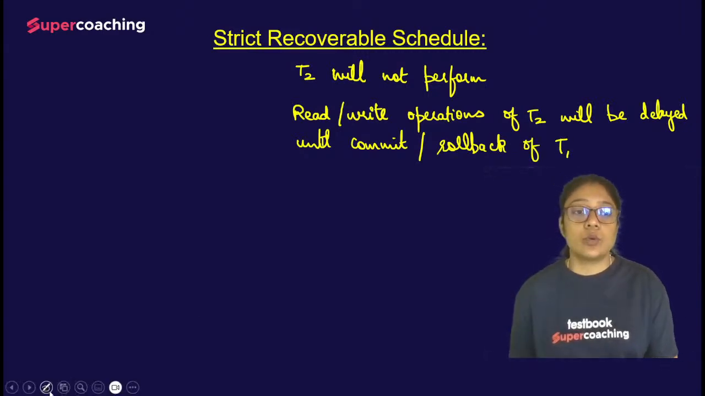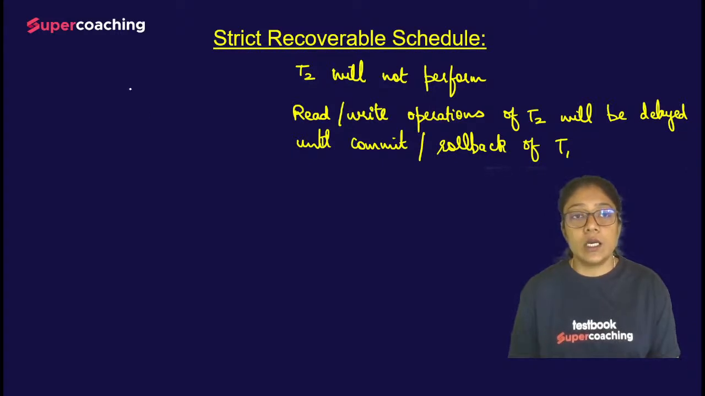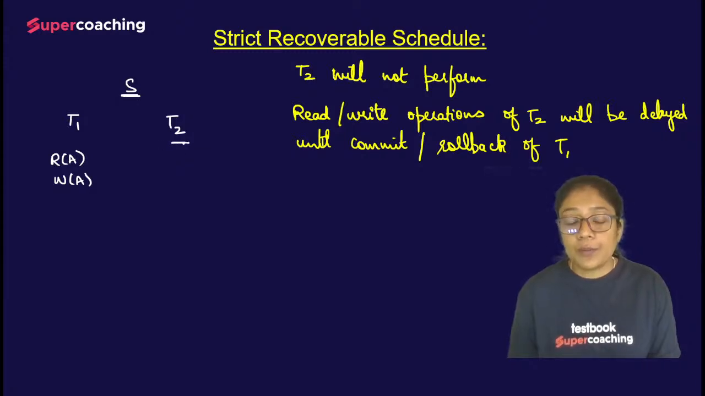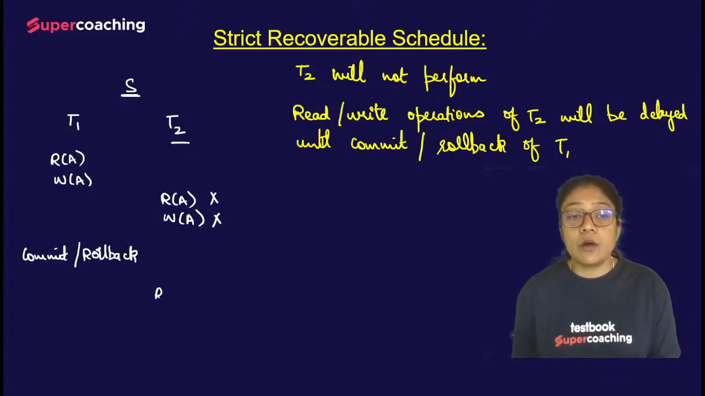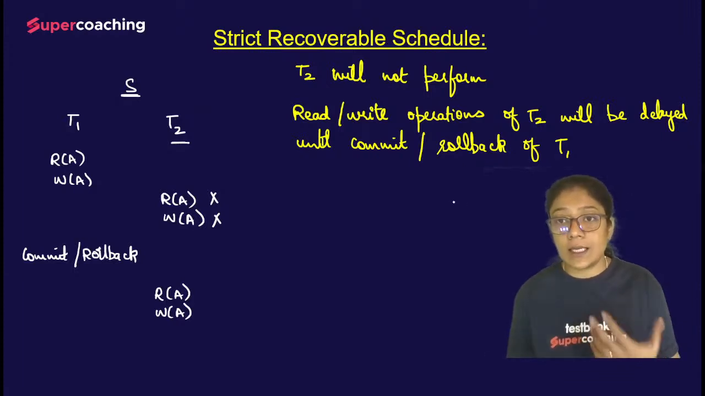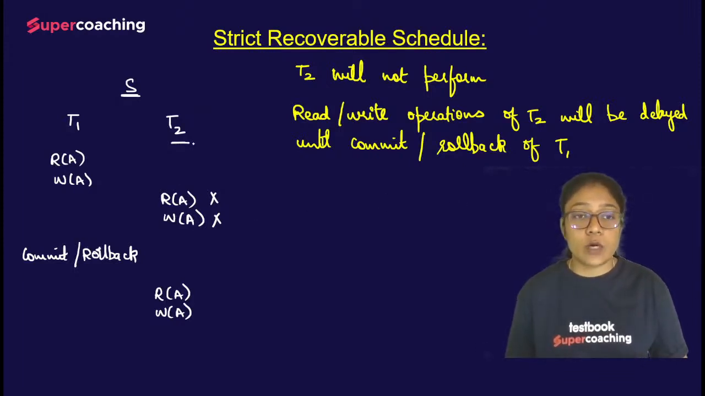transaction T1. So what do I mean by this point? There is schedule S and we have the transactions T1 and T2, and T1 is performing a write operation. So here T2 won't be performing any read or write operation. Neither the read nor the write operation can be performed here, until when? Until this transaction gets committed or rolled back. Once this transaction gets committed or rolled back, then we can perform a read or a write operation. So here both the read and the write operations are delayed until the commit or rollback of transaction T1.